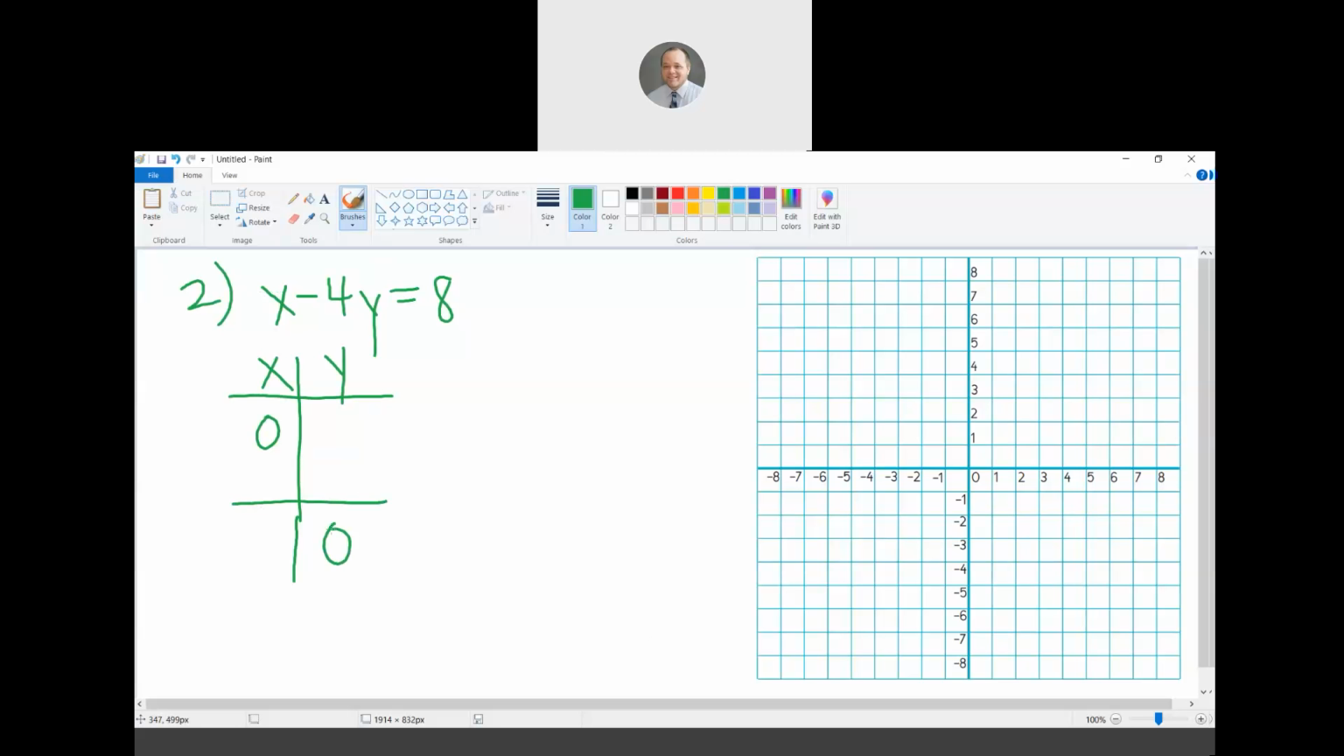So when we let x equal 0, we have 0 minus 4y equal to 8. The 0 goes away. To solve for y, just divide both sides by negative 4. When x is 0, y is negative 2.